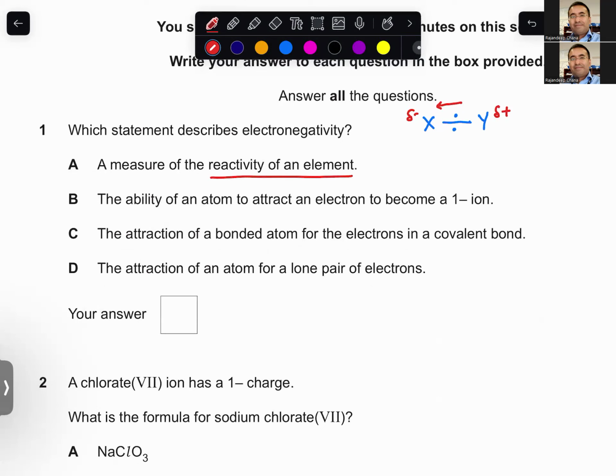Reactivity of an element? Reactivity is to do more with losing, gaining or sharing electrons, bonds breaking. This is not about bonds breaking or electrons being lost or gained. The ability of an atom to attract an electron to become a -1 ion? No, it's a partial charge. It's slightly negative.